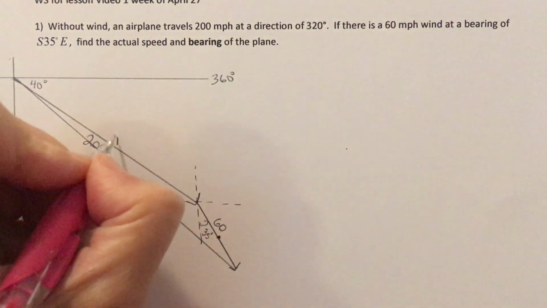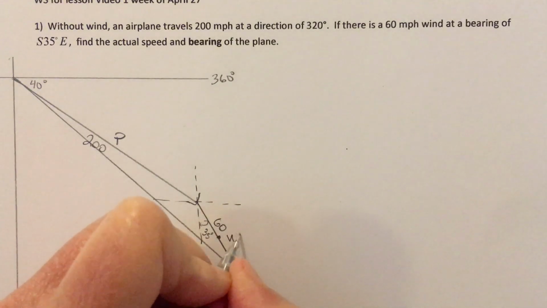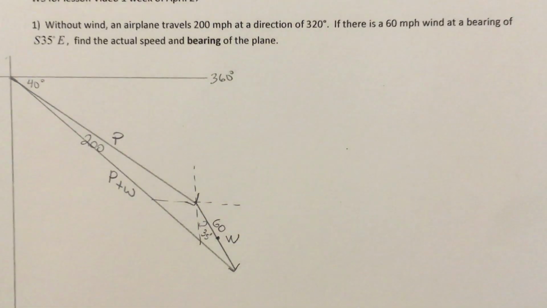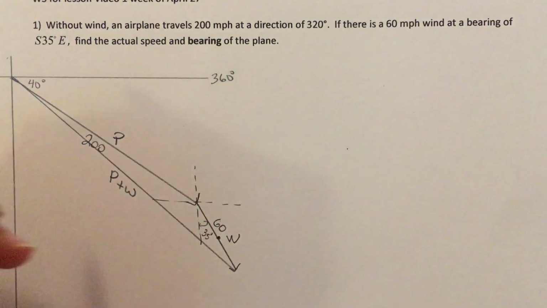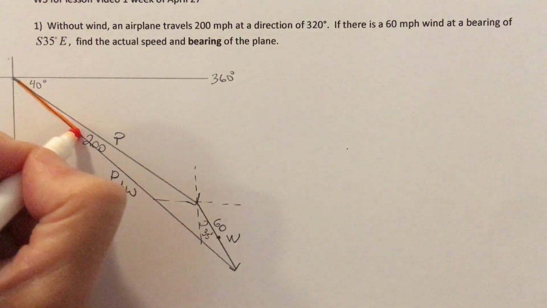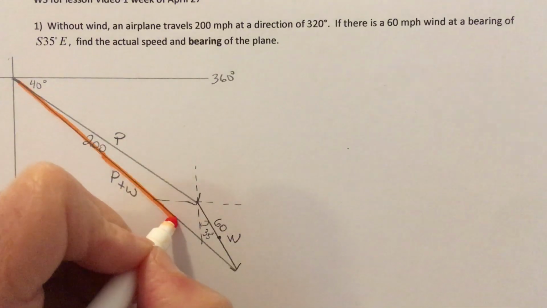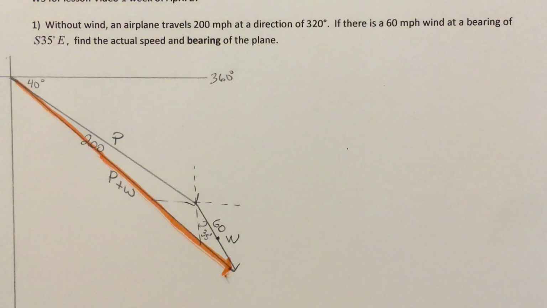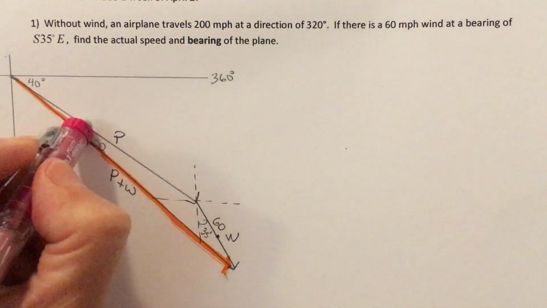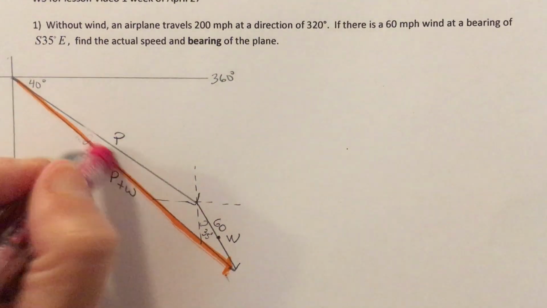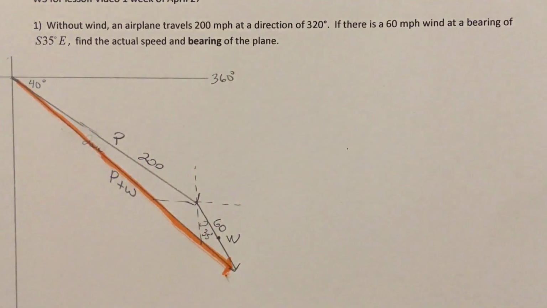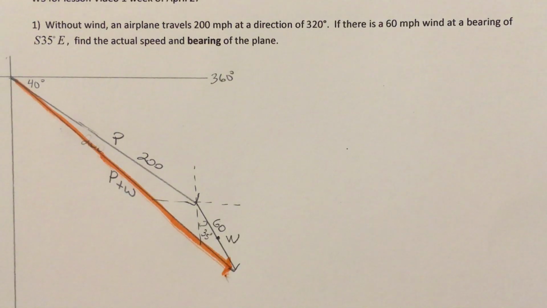So this I'm going to call plane, this I'm going to call wind, and this one is plane plus the wind, okay? I'm going to go ahead and do that in a different color. Plane plus the wind is my orange one, okay? Let me move this 200 so it doesn't look like it's part of that orange one. So this one's 200. All right, so take a look at that drawing, make sure it makes sense to you. And now you're just going to write a vector for each one.